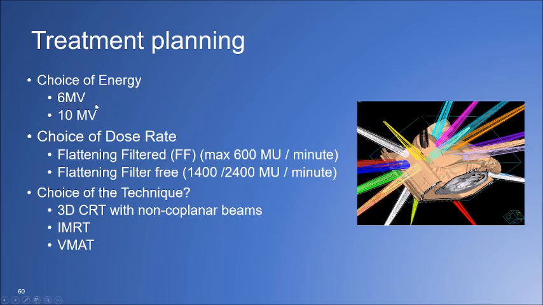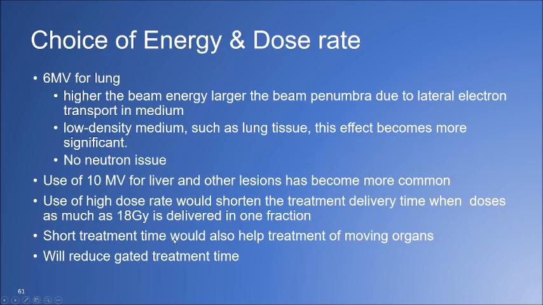We used 6 MV, and you are advised to use 6 MV, particularly if it is lung. In other areas you can use 10 MV also. I have seen people using mostly 10 MV. The dose rate with double F will go up to 600, and with triple F you can go to 1400 or 2400. The technique, again, is 3D CRT with multiple non-coplanar beams. Of course, now with VMAT, people achieve the same or a better distribution, so most people use VMAT for SBRT nowadays.